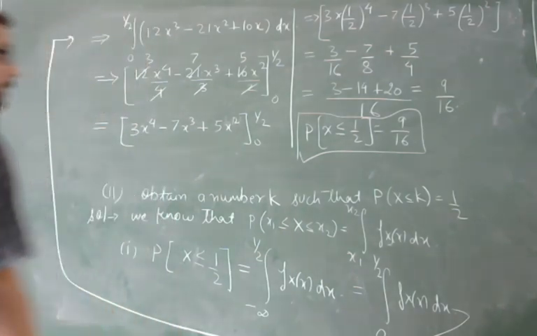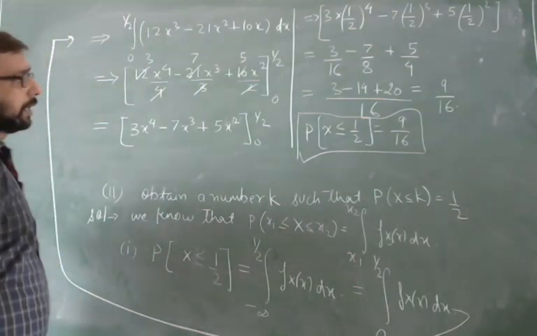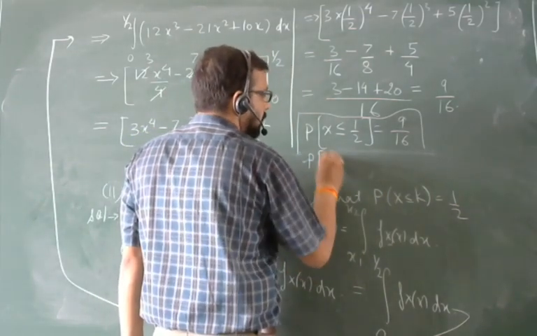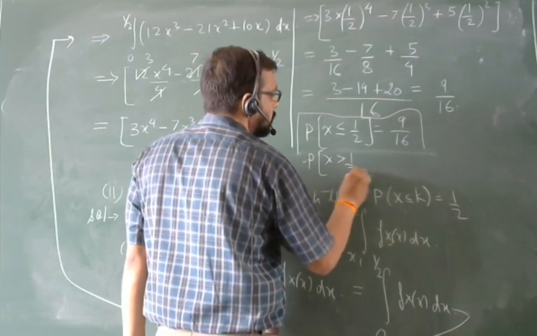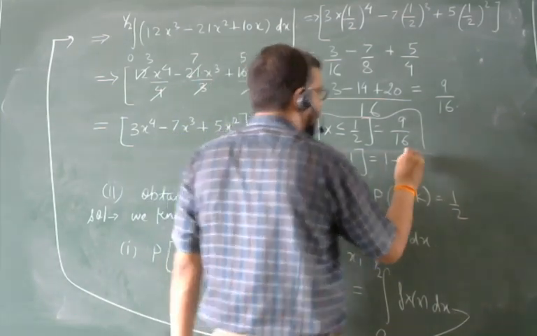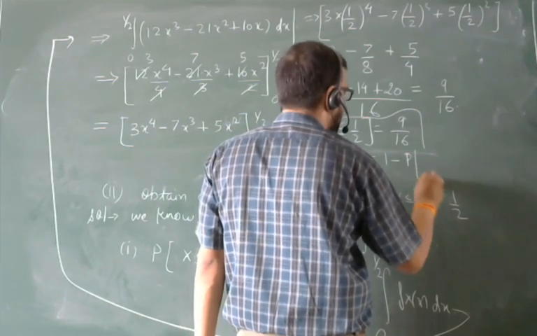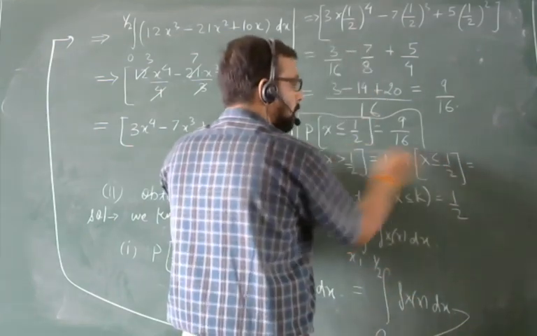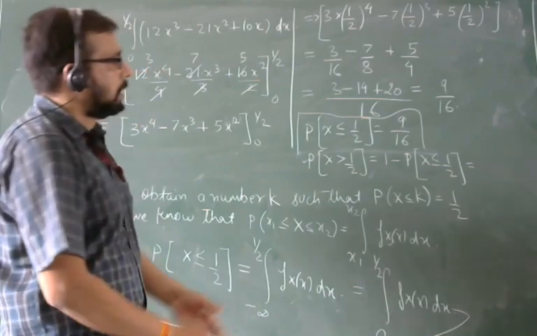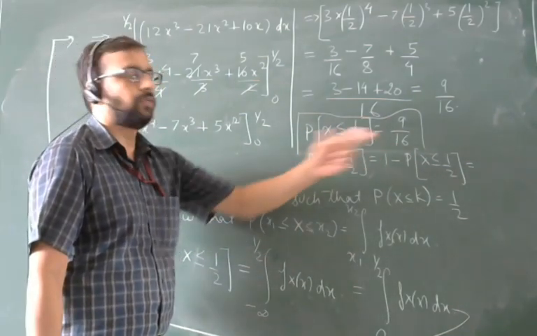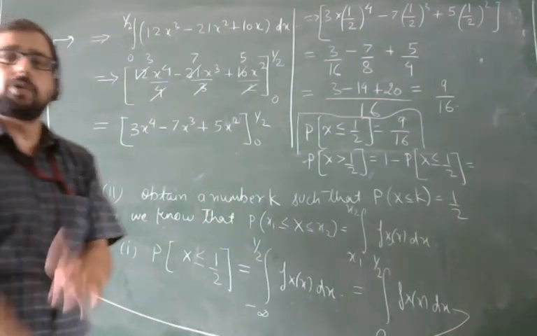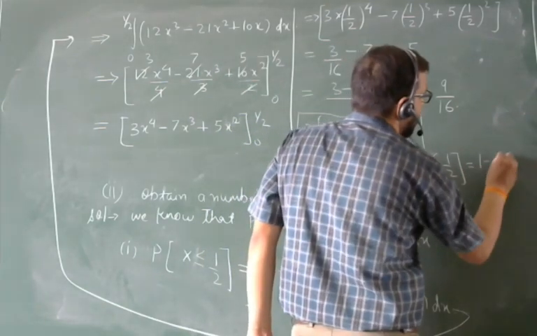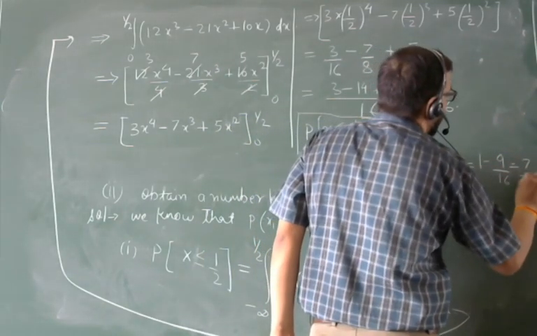Now we have to calculate one more relation, that is the probability of the random variable when x is greater than 1 by 2, which equals 1 minus the probability of x less than or equal to 1 by 2. This is the property of probability: if the probability of something happening is known, then to find the probability of it not happening, we compute its complement. Simply subtract from one. That is 1 minus 9 upon 16, which equals 7 upon 16.